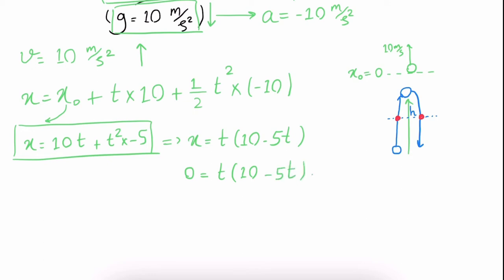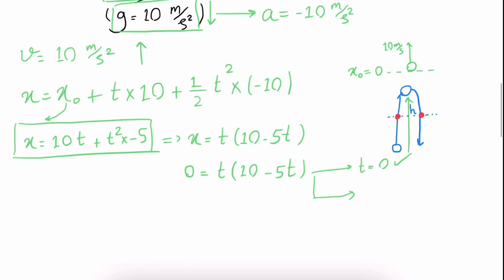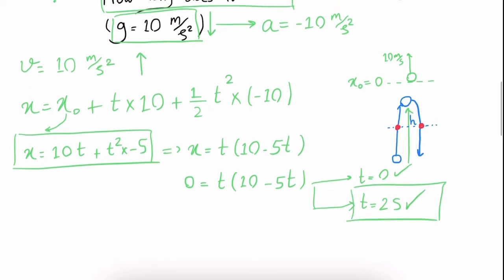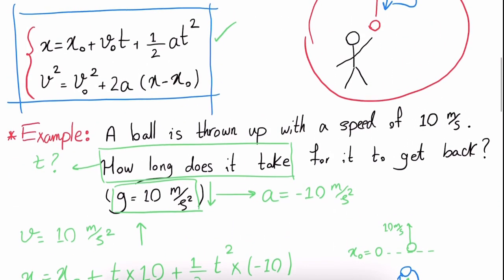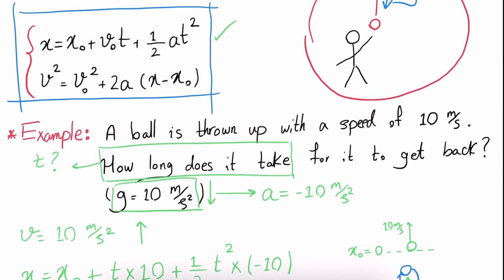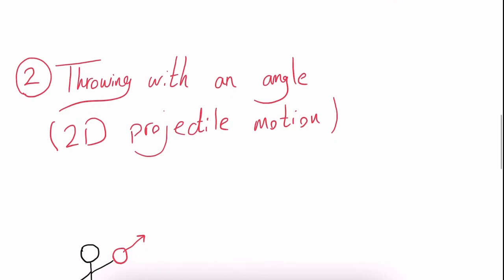And this will provide us with two answers for t. One of them is t equals 0, which is the base case which we know. And the other one is t equals 2 seconds. And this is the answer which we were looking for. And therefore, we've solved this question using one of the provided equations.